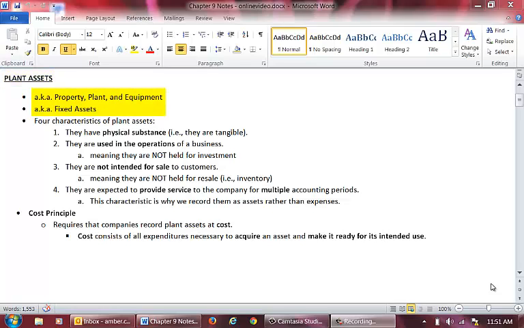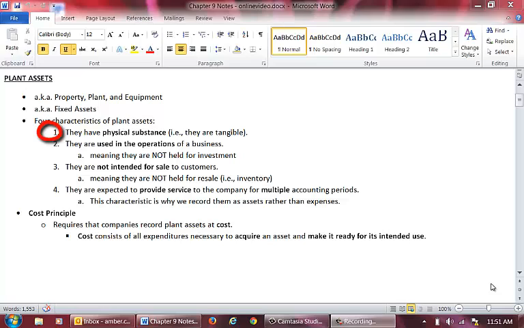There are several names for plant assets, including property, plant, and equipment, and fixed assets. You will see all of these terms throughout the chapter, so you must know and be comfortable with all of them. There are 4 characteristics of plant assets. An asset must meet all 4 of these characteristics in order to be classified as a plant asset.